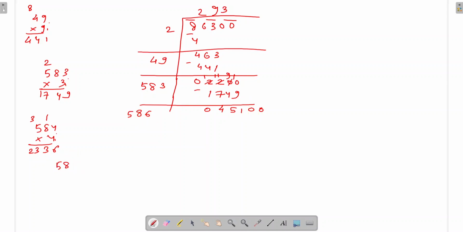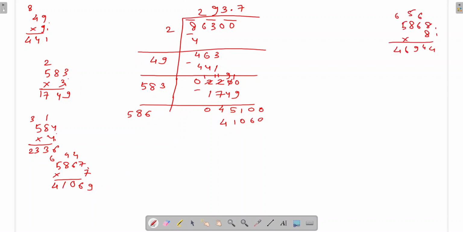Then 2 extra zeros already. So 586. So point here, right? We have taken 2 extra 0. 586, 7 times 7. 7 times 7 is 49. 6 times 7 is 42. 42 plus 4 is 46. 8 times 7 is 56. 56 plus 4 is 60. 5 times 7 is 35. 35 plus 6 is 41. So 7 are here. So 41069. Okay.